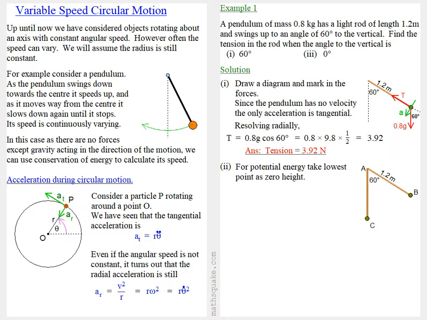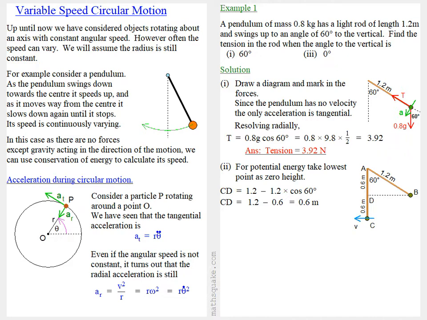Now we need to find the height of the pendulum weight when it's at 60 degrees to the vertical. So we need to draw a horizontal line from B to the vertical AC. Now if we look at the triangle ABD, we can see that AD is equal to 1.2 times the cosine of 60. So CD is equal to 1.2 minus 1.2 times cosine 60, and cosine 60 is a half. So that's 1.2 take away 0.6, which is equal to 0.6 meters.